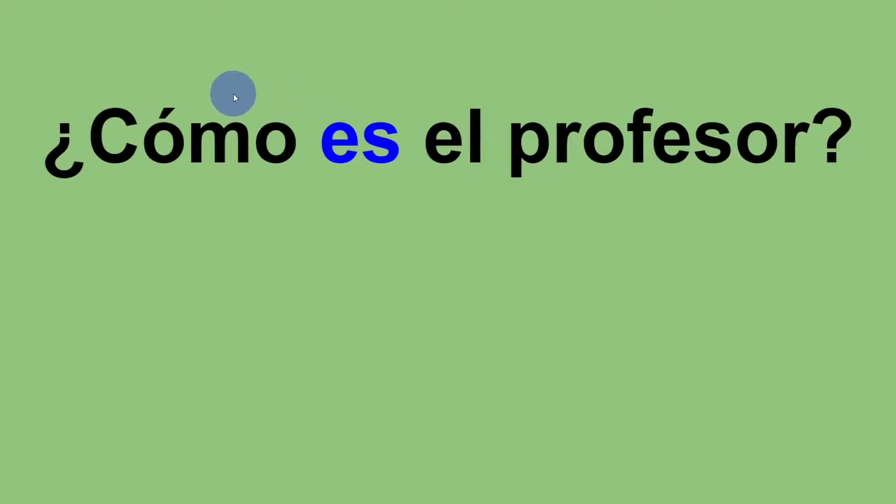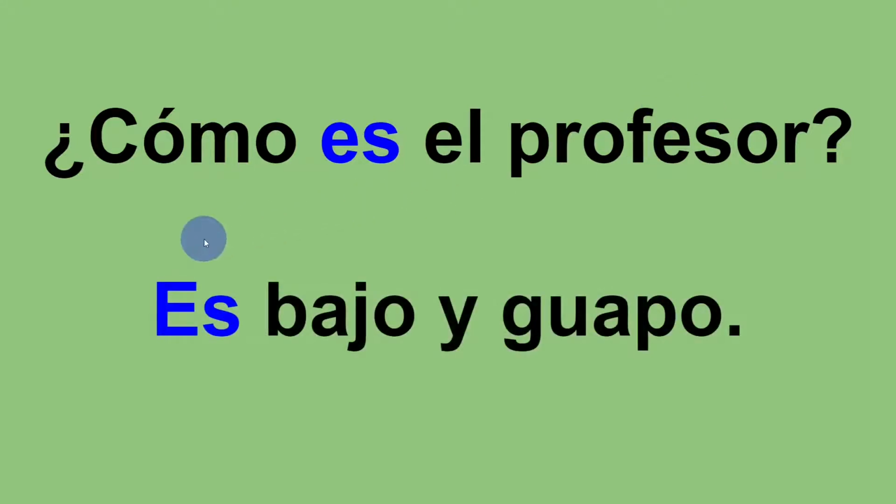For example, when you ask, ¿Cómo es el profesor? How is the professor? Well, we know who the subject is, right? Someone is asking us about the professor, so we can answer back, es bajo y guapo. So we just add the conjugated verb at the beginning, and then we use two adjectives, es bajo y guapo. You don't have to say el profesor es bajo y guapo, because we already know who the subject is.